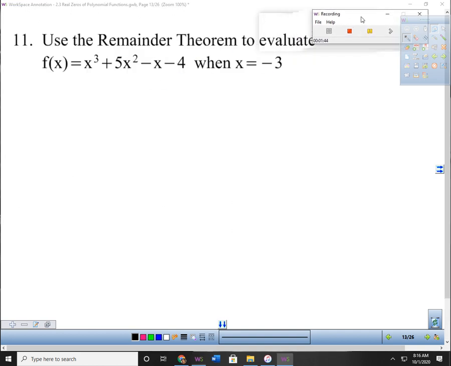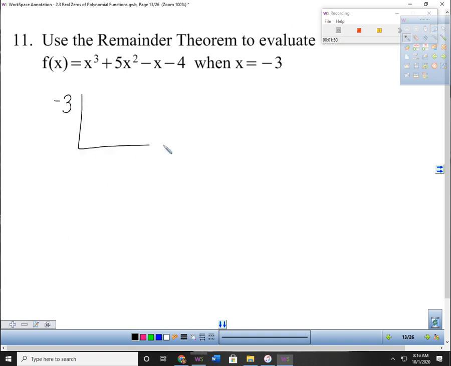Our number 11. Same thing. We're going to put that -3 that they gave us on the outside. Make sure that I'm not missing anything after my biggest power. So 3, 2, 1, and then no x. So I've got a 1, a 5, -1, and -4.